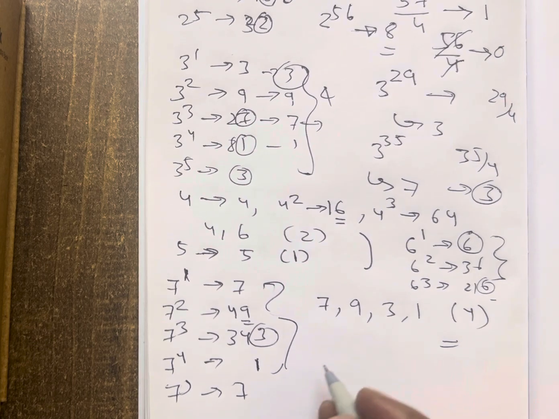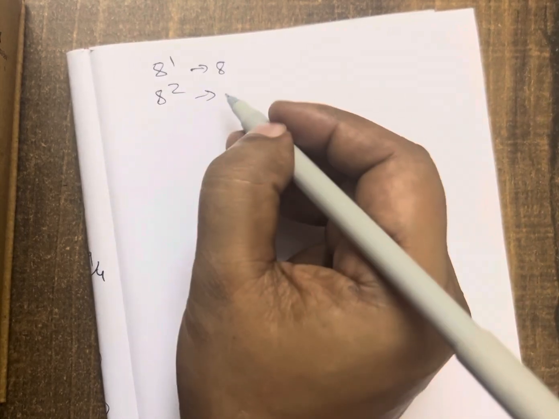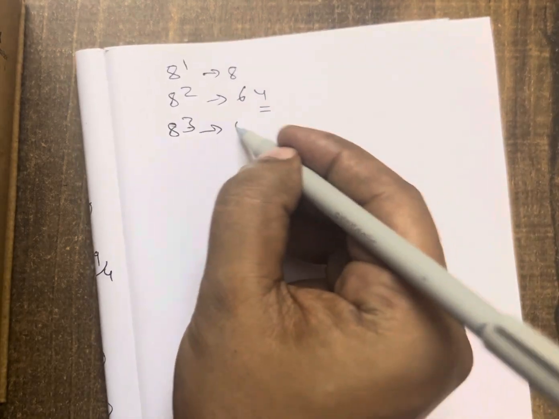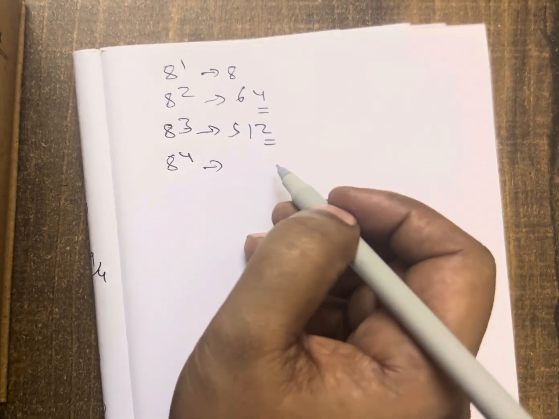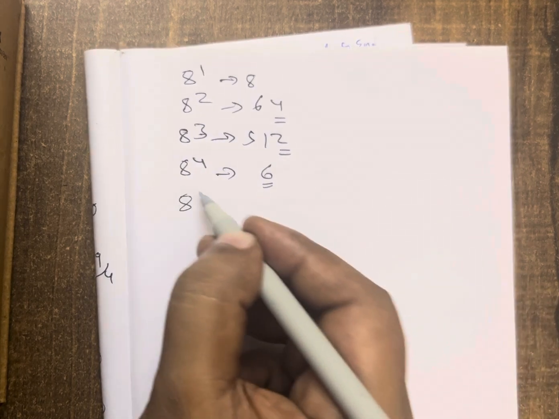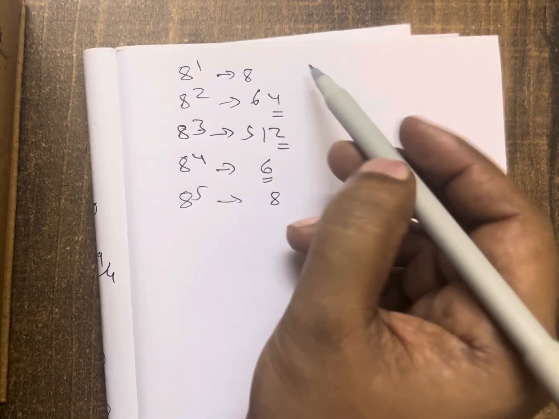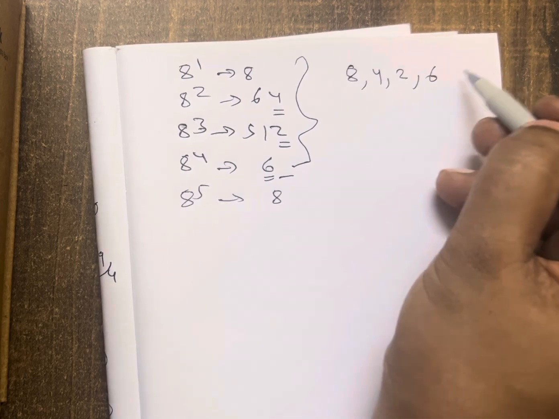Okay, now coming to 8, let's try 8 this side. 8 to the power 1 is 8. 8 to the power 2 is 64, so last digit 4. 8 to the power 3 is 512, so last digit 2. 8 to the power 4, last digit, if we multiply 2 and 8, it will come 6. And 8 to the power 5, if we multiply 6 and 8, it will come 8. So its cyclicity is until here only. So 8, 4, 2, 6, and length is 4.